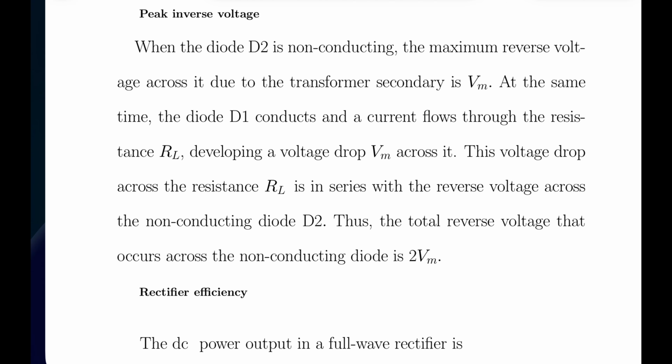The maximum reverse voltage that appears across the diode in the non-conducting state is known as your peak inverse voltage. In case of a half wave rectifier, this is Vm. In case of a full wave rectifier, this comes out to be 2Vm.